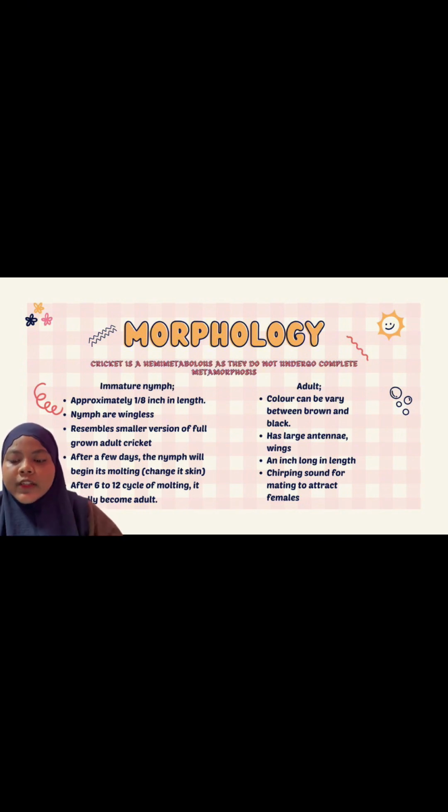The morphology of the adult cricket. The color of the adult cricket can vary between black and brown, according to its species. It has large antennae and has wings, unlike the nymph. Nymphs are wingless. The adult cricket is an inch long, and the chirping sound is also made by the adult male cricket.